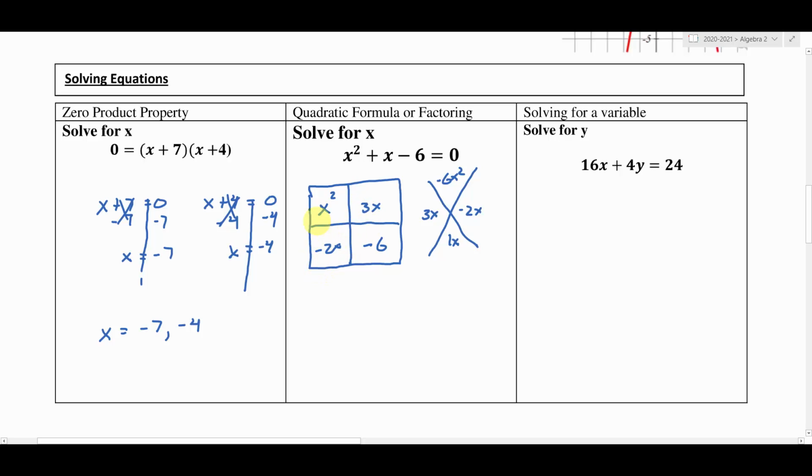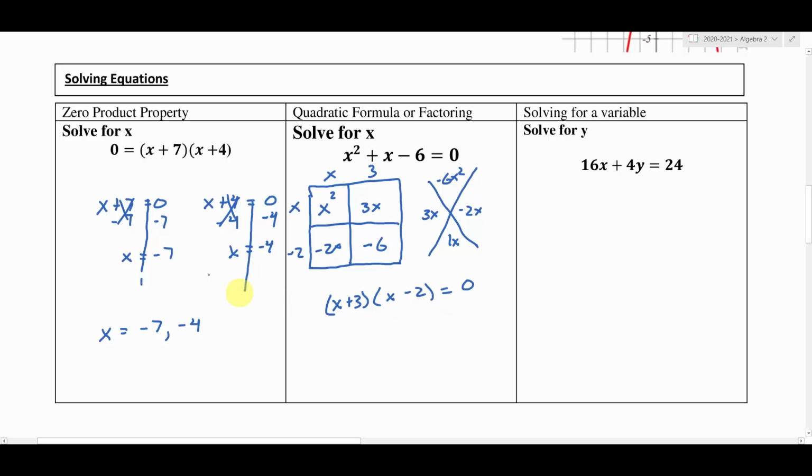Just like that. And then I'm going to work on my outside dimensions. So we get x, and then x times negative 2 gives me the negative 2x, and x times 3 gives me the 3x, and 3 times negative 2 gives me the negative 6. So these are my factors. So I'm going to rewrite my equation. So I have x plus 3 times x minus 2 equals 0.